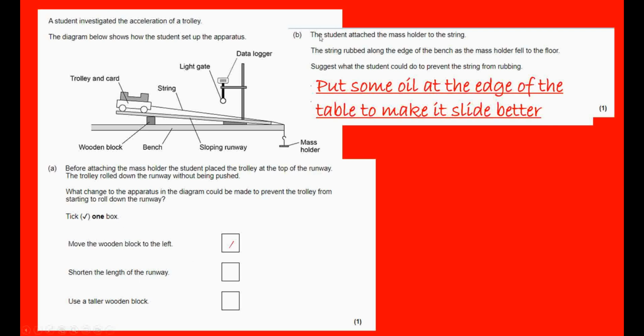Then it says the student attached the mass holder to the string, down here. The string rubbed along the edge of the bench as the mass holder fell to the floor. What could the student do to prevent the string from rubbing? And the answer is put some oil at the edge of the table to make it slide better.